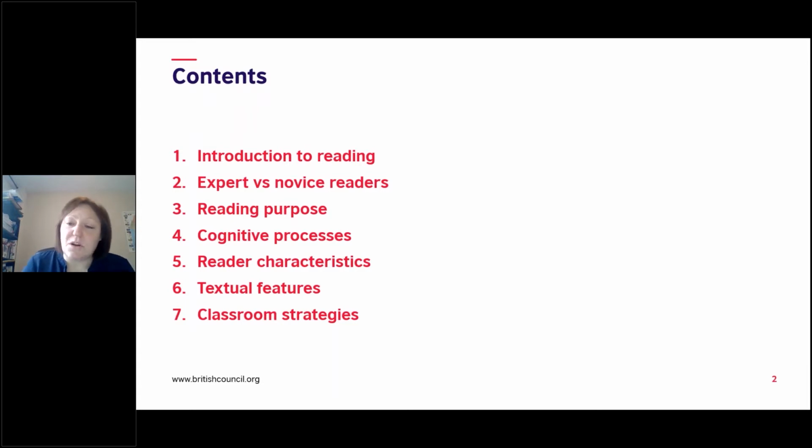So first of all, I'm going to do a quick definition of reading, and then I'm going to explain to you what makes a good reader and what makes a not so good reader. And sometimes second language readers fall into that not so good. We're going to then talk about the reasons for reading and how that affects the reader. And then in part 4, we're going to talk about how we read, what actually happens when we read. Then we'll look at the characteristics that the reader brings to the reading process and how that affects reading. And then, of course, we'll look at textual features and how that affects the reading comprehension with our students.